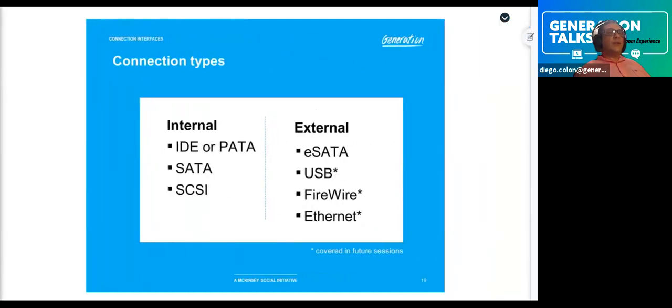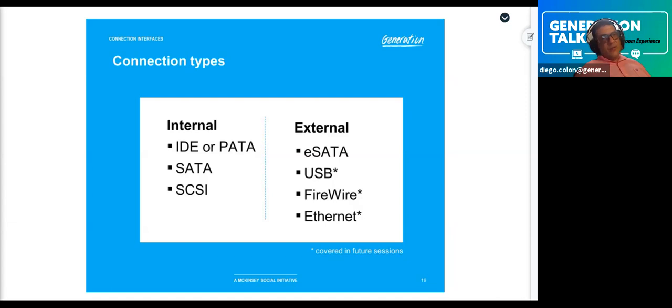Okie dokie. So internal, you have your IDE or PATA, and you have your SATA, right? And SCSI connectors. You have your external ones, which is your eSATAs, your USBs, your FireWires, and believe it or not, Ethernet storage. There is NAS.